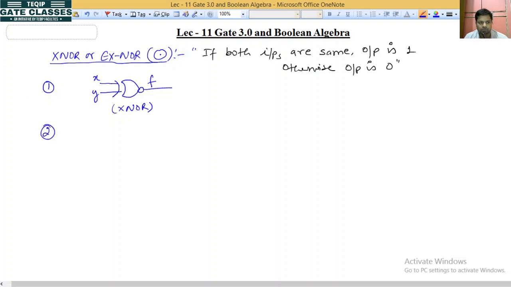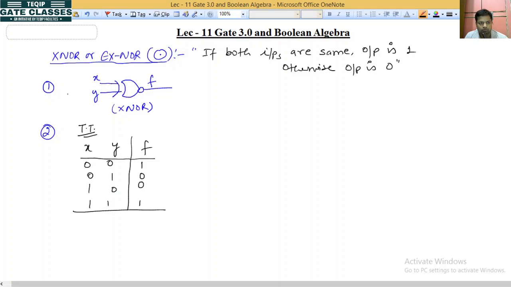Now the second point is the truth table of XNOR. X and Y are the inputs. It is a two-input XNOR gate. So how many combinations are there? 00, 01, 10, 11. Total 4 combinations. So when both the inputs are the same, the output will be 1, otherwise it is 0.